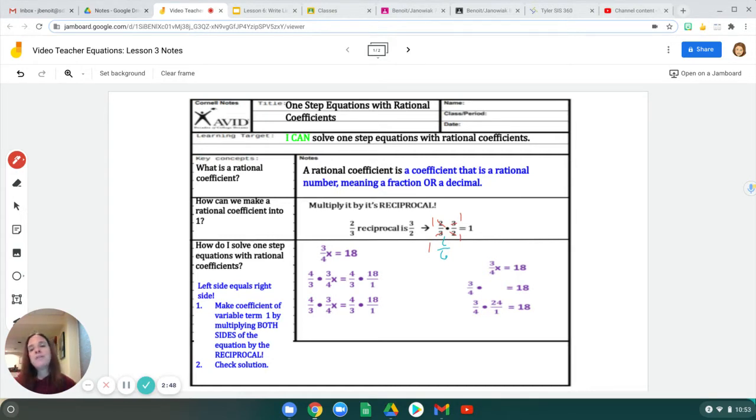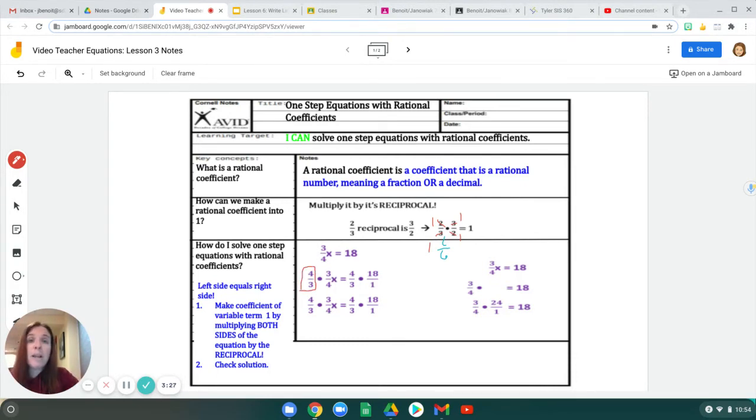All right, so how do I solve a one-step equation with rational coefficients? Here's our first example. We have 3/4 times x equals 18. So just like in our last lesson when we said times, we know we're going to have to divide to get to our answer. The left side still has to equal the right side in the end. That's our end game. That's where we're going to. Okay, so to get our coefficient into a 1x on our variable term, we have to take the reciprocal of that coefficient. So it's 3/4. The reciprocal then would be 4/3.